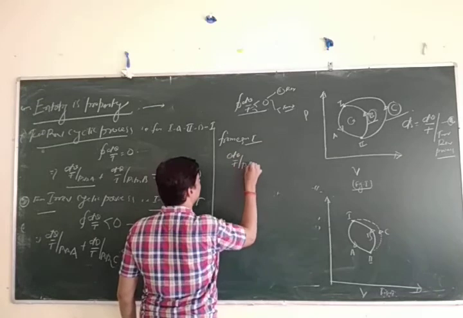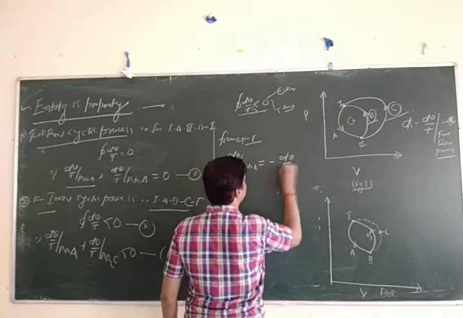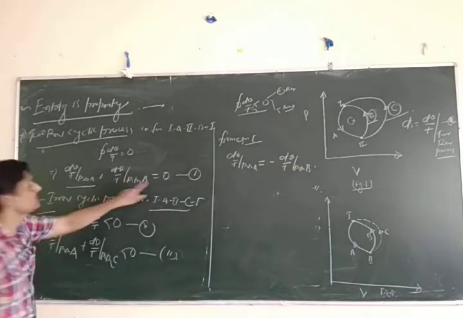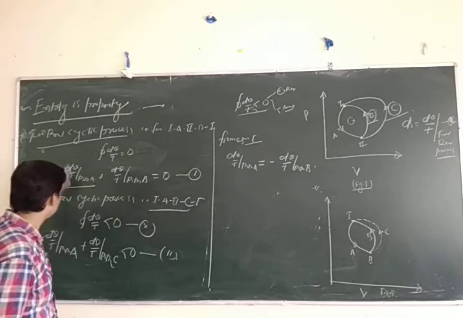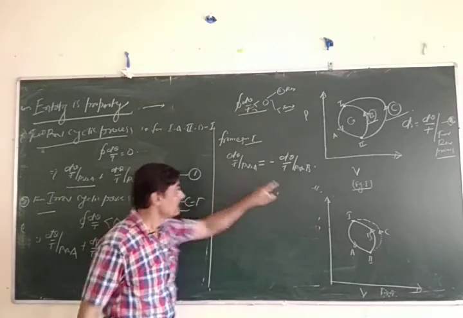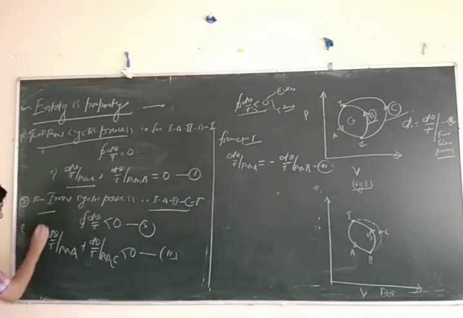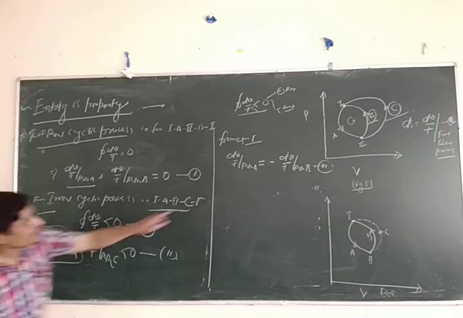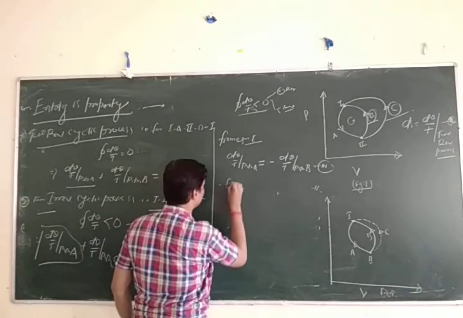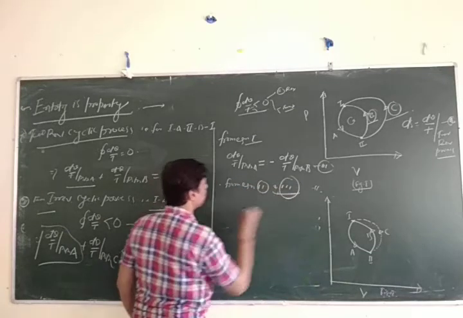dq by T for path A is equal to minus dq by T for path B. From this equation, because this is equal to 0, dq by T for path A is equal to dq by T for path B. Let us understand this number 3. Replace dq by T for path A by this one. Therefore, from equation number 2 and 3, what do we get?